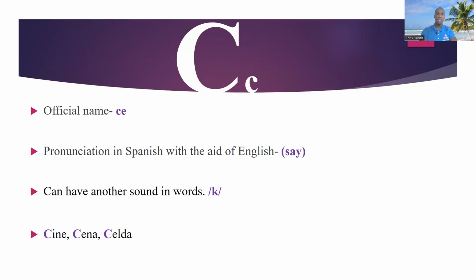Cine, cena, celda. So in these examples, you will see the C sounds like an S, right? So that's one of the sounds that the C can have because the letter C itself is C, all right? So cine, cena, celda. Cine is cinema, cena is dinner, and celda is cell. Cell that they will hold you in prison.